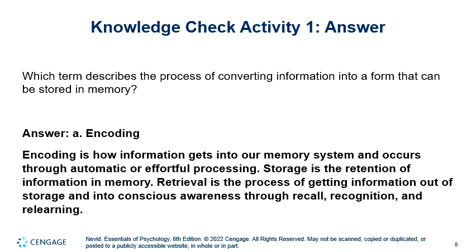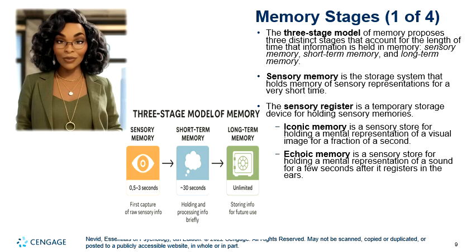So let's move on. Now we will discuss the stages of memory. Let's start with the three-stage model of memory. Our memory system works a lot like a filtering and storage process. Information passes through three main stages depending on how long it's kept and what we do with it. Sensory memory, short-term memory, long-term memory.